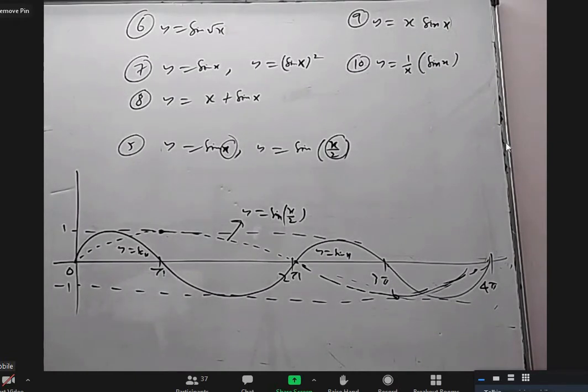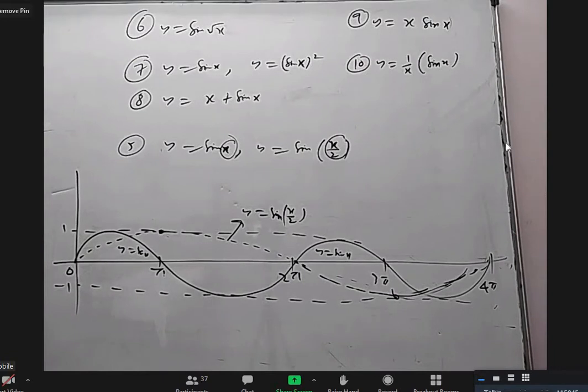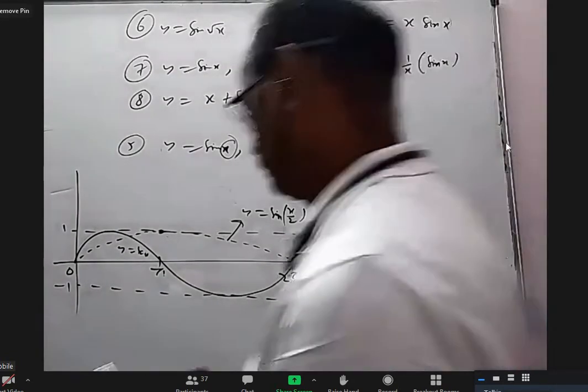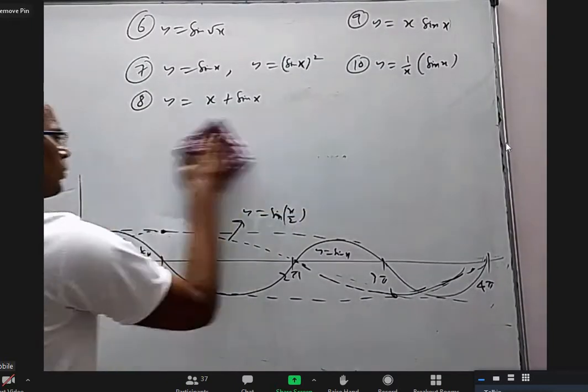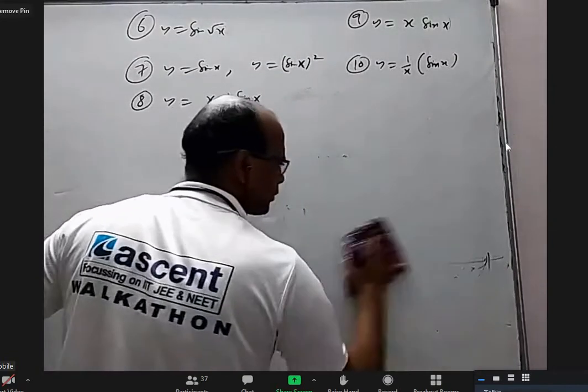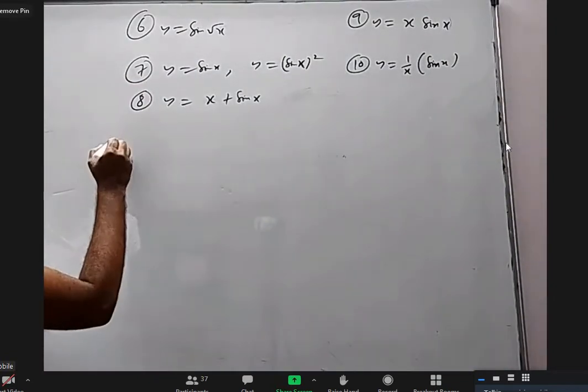Sir, I got disconnected due to internet problem. Can you explain the sin x by 2 graph again? I have already explained twice, so you'll see later. Okay. Others, everybody finished the fifth one, right? Sir, no, sir. Yes. Okay, coming to the sixth one.